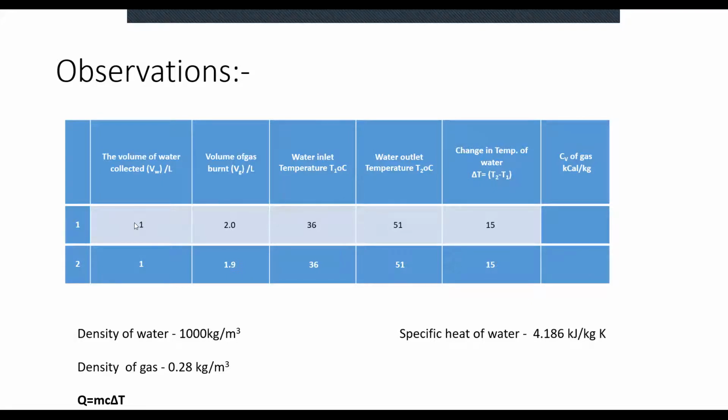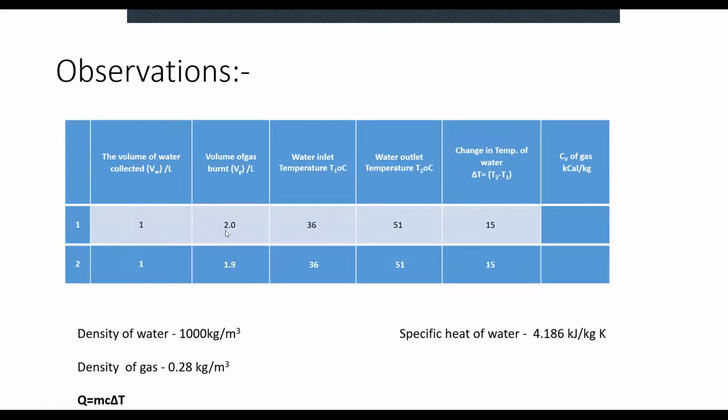Which is 1 liter of water, right? When we collect 1 liter of water, it absorbed some heat energy, and that way its temperature is increased by 15 degrees Celsius. That means that 1 liter of water absorbed some energy. Then where did that energy come from? That energy is produced by burning 2 liters of our LPG gas, right?